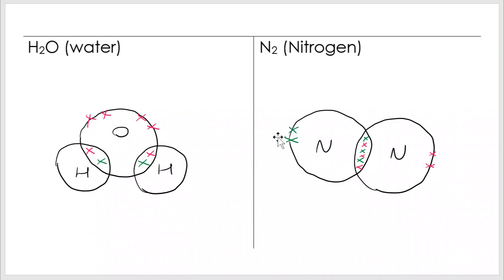The nitrogens now have 2, 4, 6, 8 electrons. 2, 4, 6, 8 electrons. They've both got a full outer shell. What we've actually created here with three pairs of electrons is a triple bond between the ends.